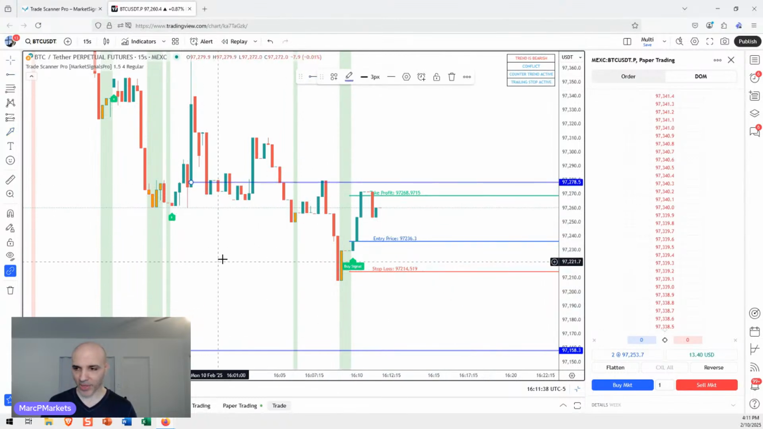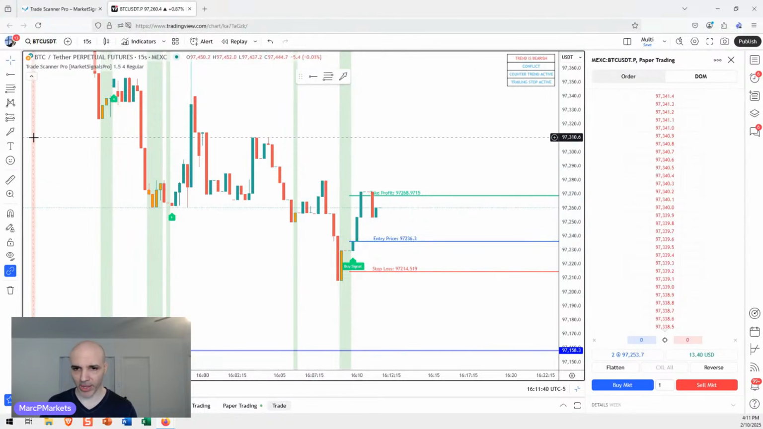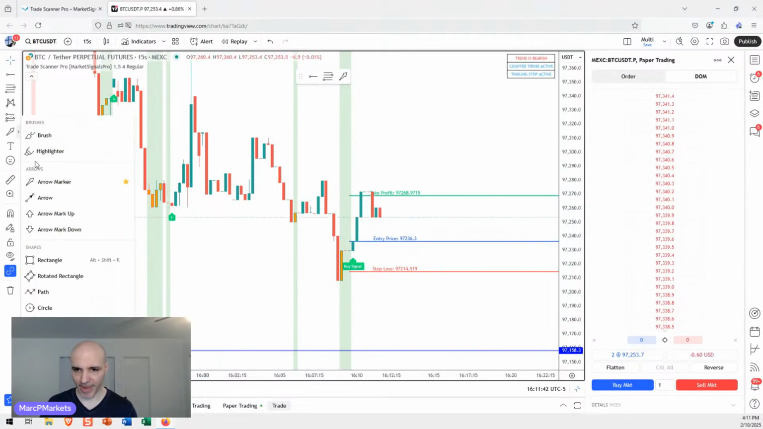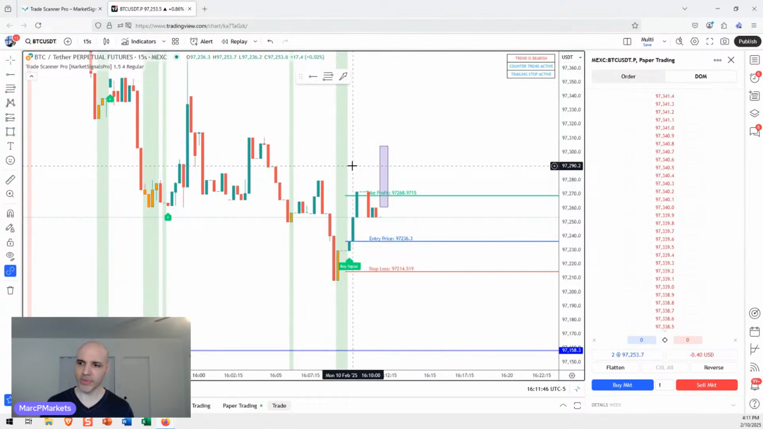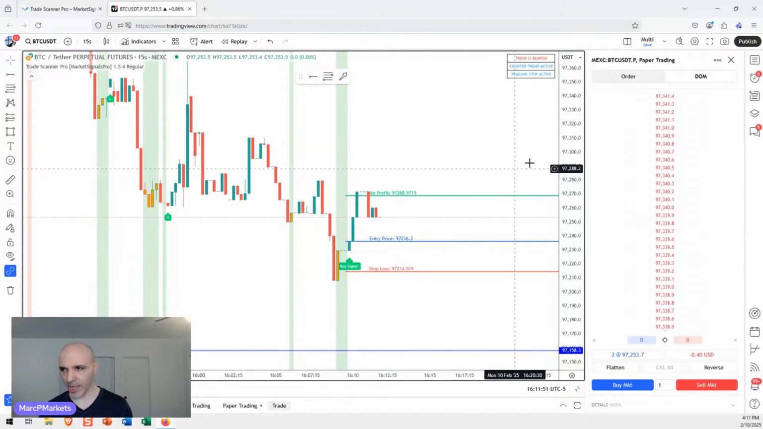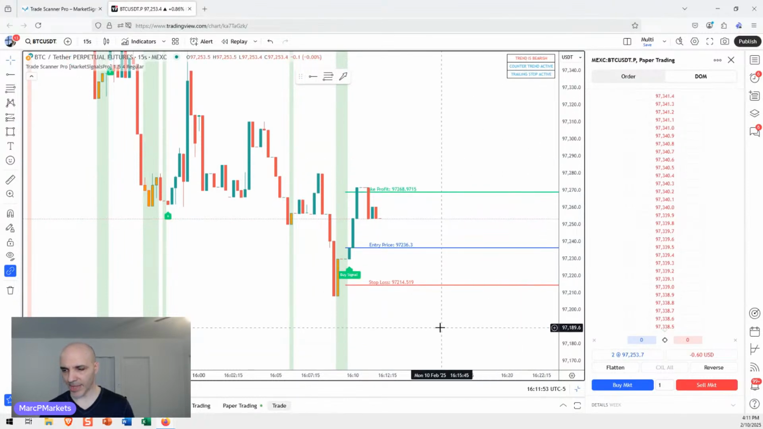If we can get beyond this little point right there, perhaps we get a little bit of a push, maybe. Maybe we get something like this. If we can get something like that, I will unload my first lot. That's the plan. If we don't get that and we go straight to the stop, I've got to bang out both of them.